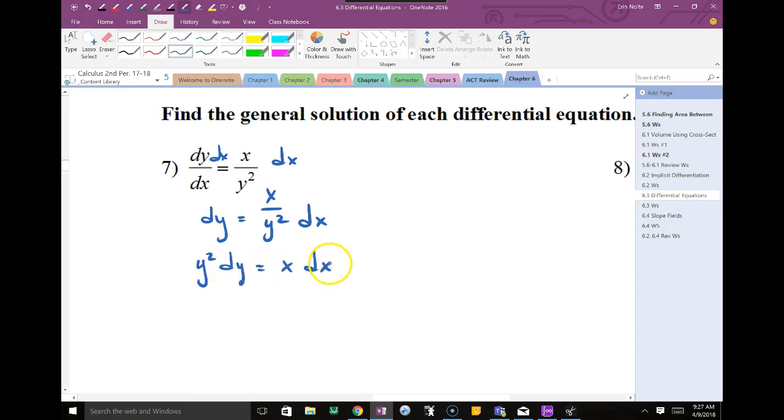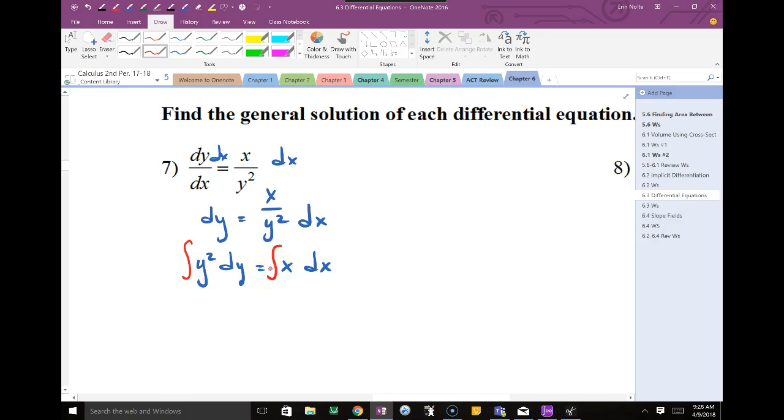Okay, so now once my variables are separated, now what do I do? Okay, so now I'm going to do the integral. So I'm going to integrate both sides.